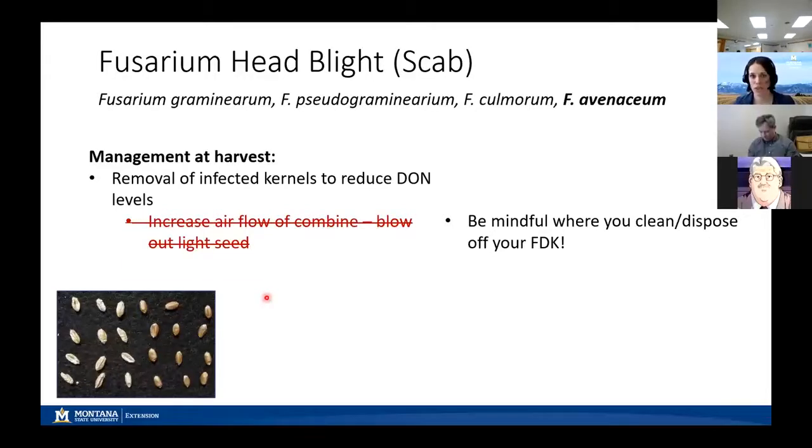So if there is one take-home message for you to carry from this talk today, it is to be mindful of where you clean your seed, specifically for Fusarium head blight, or how you're disposing of those kernels, and which crops are following that field and what impact it might have on those. Because studies that look at disease development over several years and sequences of crops are rare, because they take a lot of time and it's hard to follow through.